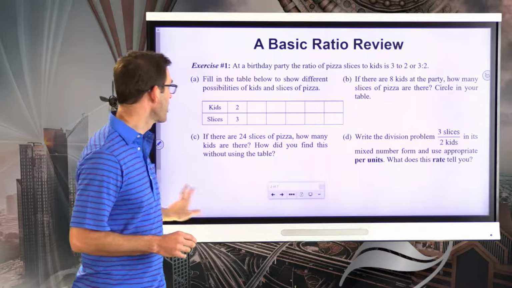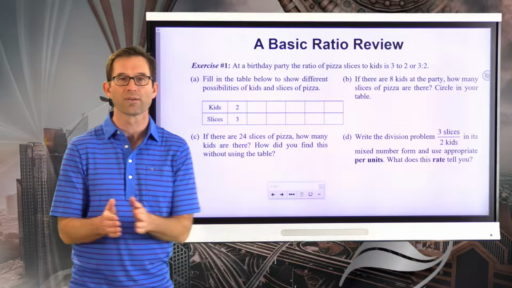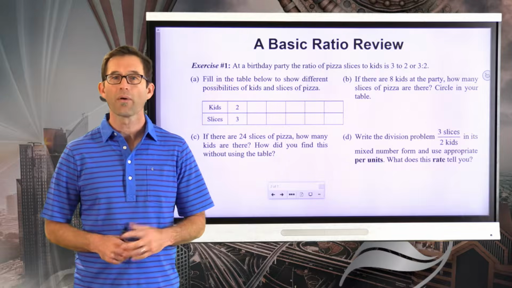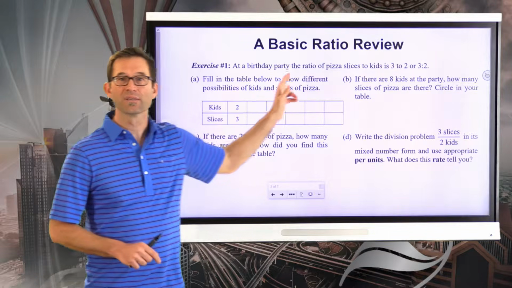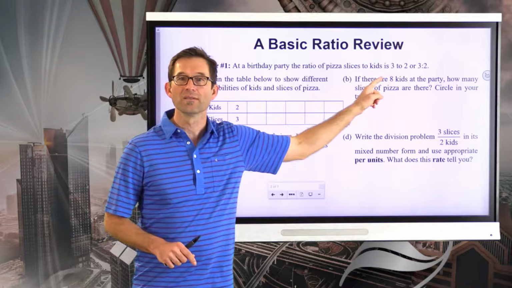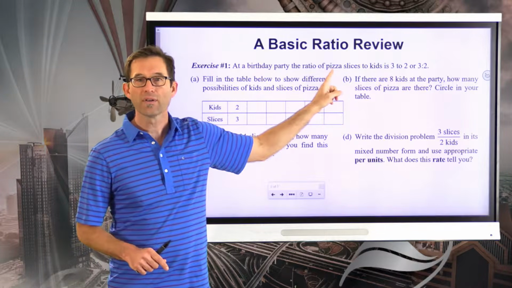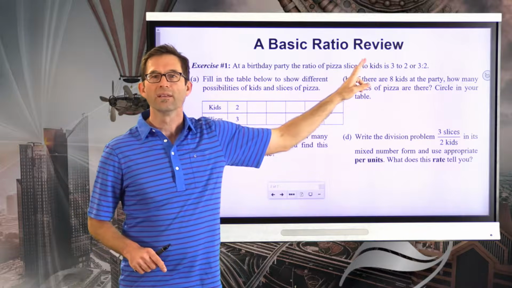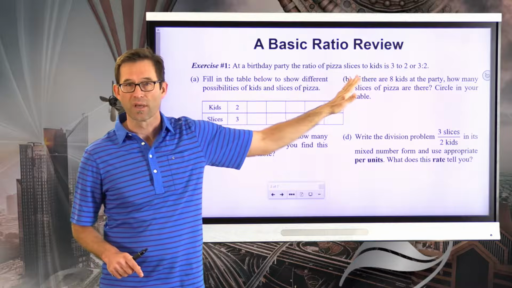All right, let's move that out of the way. Let's take a look at a basic ratio review in exercise number 1. At a birthday party, the ratio of pizza slices to kids is 3:2. Letter A says fill in the table below to show the different possibilities of kids and slices of pizza. All right, so keep in mind when we see something like this, the ratio of pizza slices to kids is 3:2. That means that every time I have 3 pizza slices, I have 2 kids. Or maybe the better way to look at it is for every 2 kids, there are 3 slices of pizza.